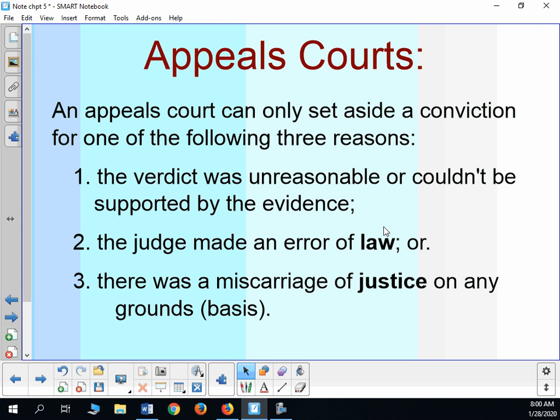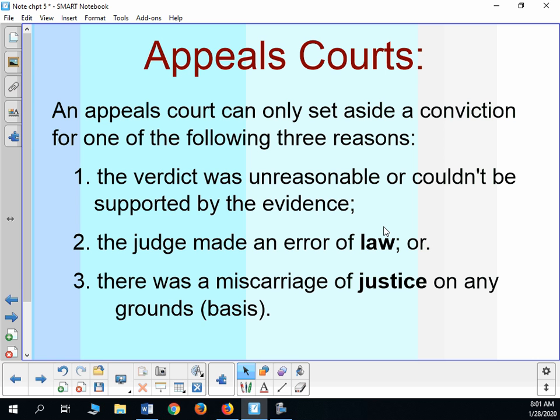Also, number 2, the judge could have made an error of law. That would be if they misinterpreted something incorrectly, or identified a wrong law to be dealt with in the jury selection or in the jury process. There could be a lot of different ways error of law can occur, or there's a miscarriage of justice on any grounds. So, for example, if you were found guilty simply because of the color of your skin, that would certainly be a miscarriage of justice.